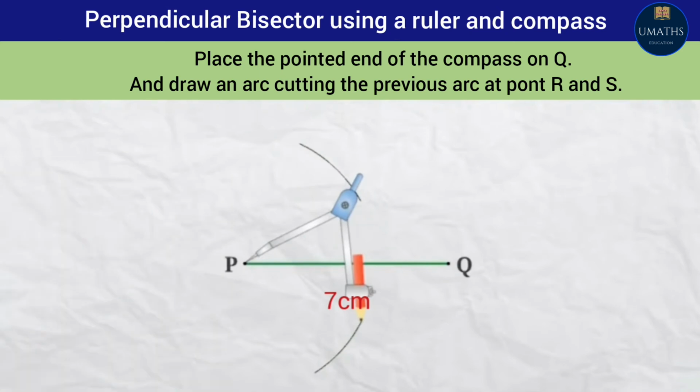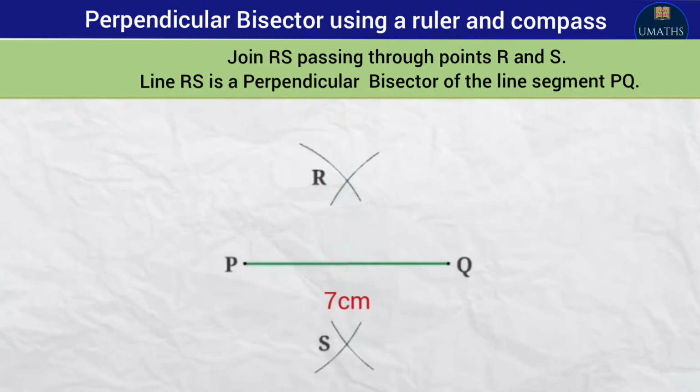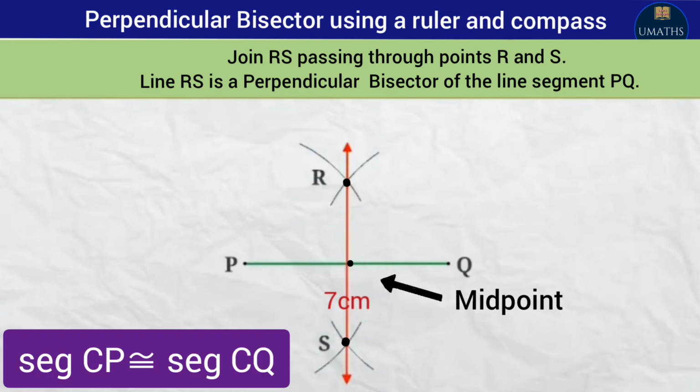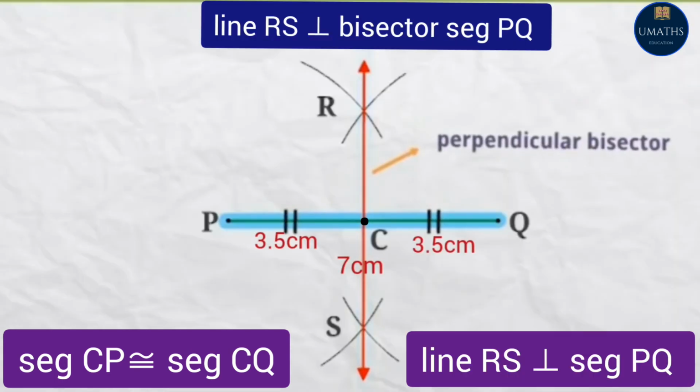Then, without changing the compass setting, place the pointed end of the compass on point Q and draw an arc cutting the previous arc at points R and S. Join RS, passing through points R and S, which intersects the line segment PQ at point C. Line RS is the perpendicular bisector of the line segment PQ.